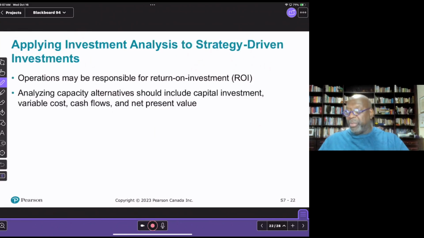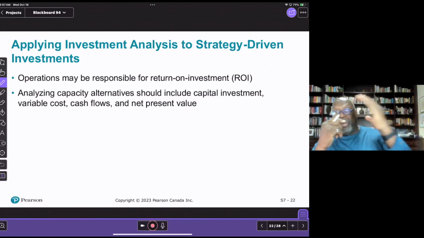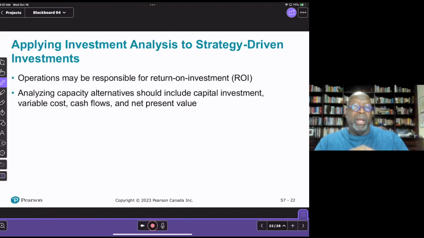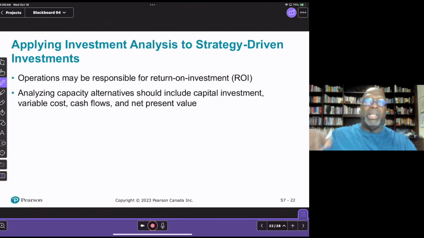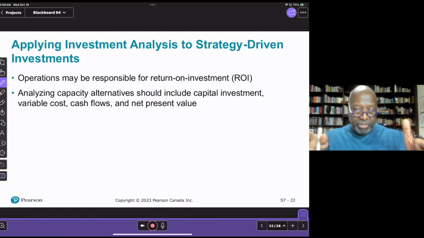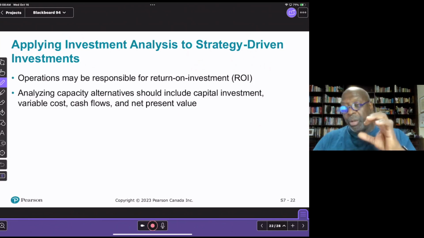I just showed you the example of how we do that. So operations may be responsible for return on investment, ROI, so we have to give that consideration when we do our analysis. Analyzing capacity alternatives should include the capital investment, the variable cost, cash flows, and net present value. If we have the information on the cash flows and the interest rate, we could actually compute the present value if we assume a useful life for our investment. So we may have a series of cash flows and say maybe we want to assess this on a 10-year time horizon. If you have estimates of cash flows for 10 years, then you would be able to do the net present value of those cash flows.